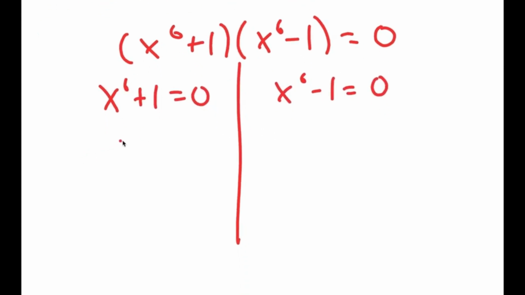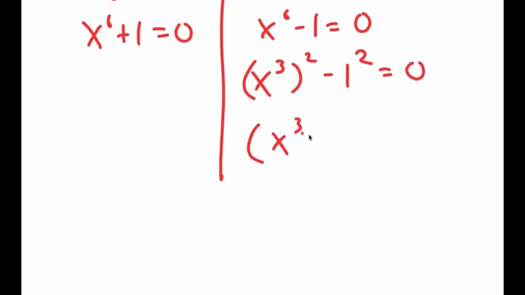Now I'm going to do the same thing again. I'm going to rewrite x to the power of 6 minus 1 equals 0 as x to the power of 3, squared, minus 1 squared is equal to 0. So I can use this property again and get x to the power of 3 plus 1 times x to the power of 3 minus 1 is equal to 0.